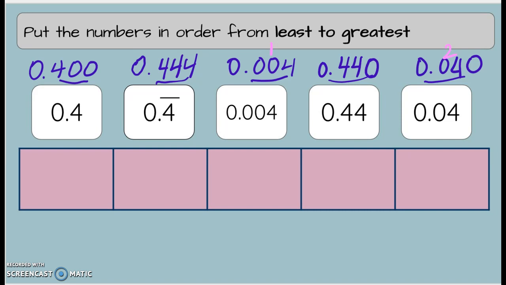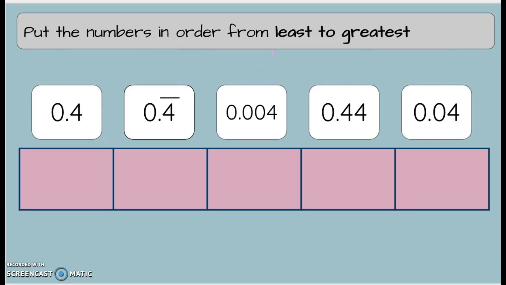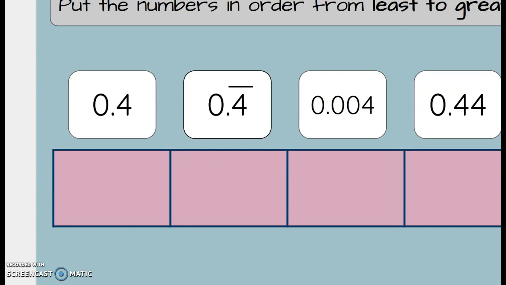Now I'm comparing 440, 444, and 400. The next smallest number, 400, is less than 440 and 444, so that would be the third. And then 440 is smaller than 444, so this would be the fourth, and this would be the fifth. So if I wanted, I could go ahead and click and drag and put those numbers in order.